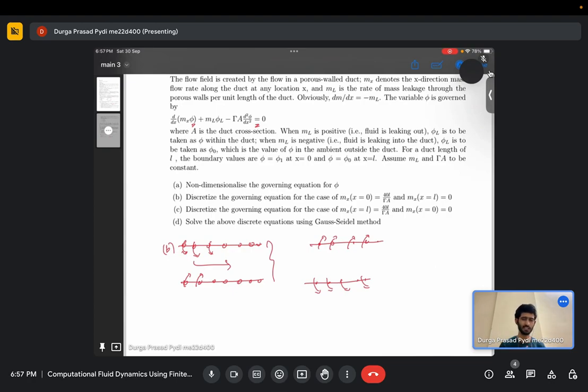It will be very similar. The only difference is that, in addition, this leakage or seeping in is essentially added to your source term. Your diffusion term and your convective term are the same.